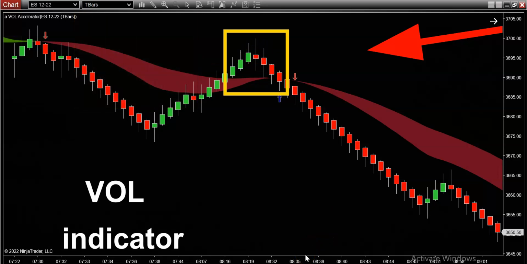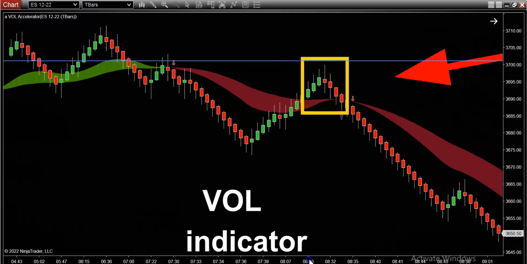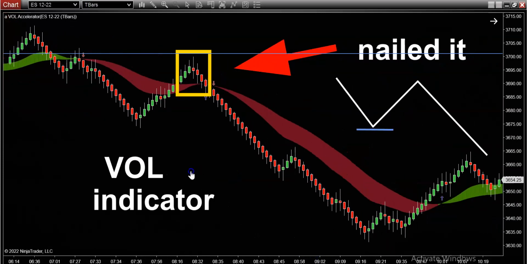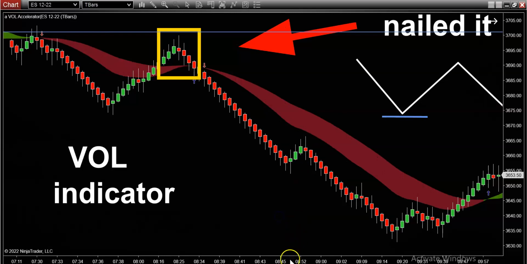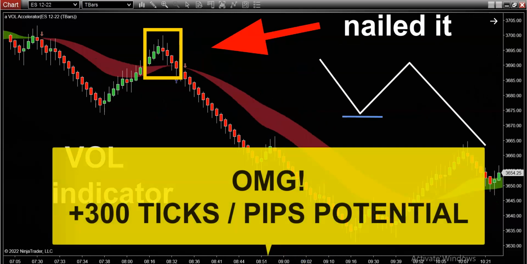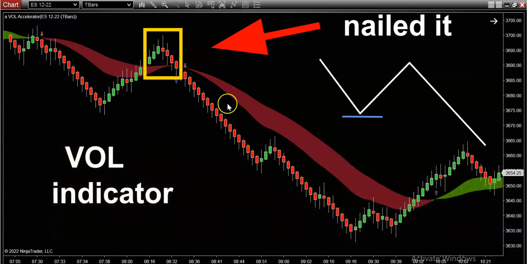Okay, so what I'd look to do is I'd look to potentially go short on the open of the next bar. My stop loss would be placed just 1 or 2 ticks above this bar's high, which would be right there. And folks, if I squish this in, well, you know how the market played out, right? The market took an absolute dump for 380 ticks or pips potential in just 1 hour.